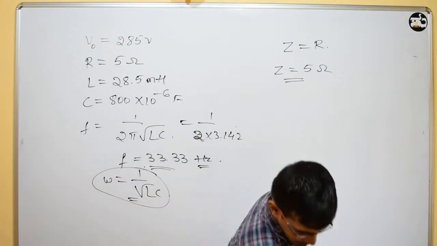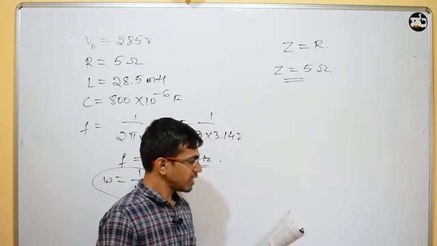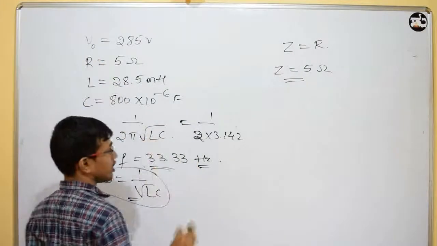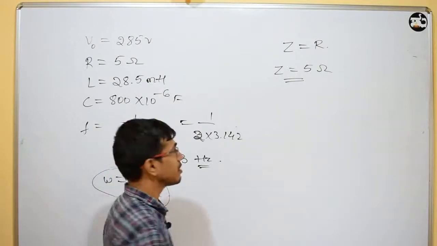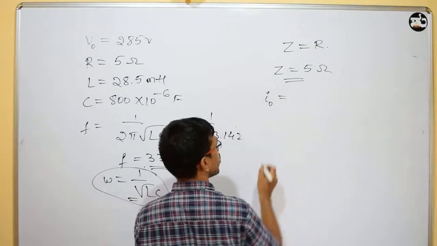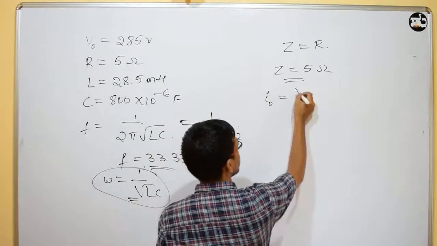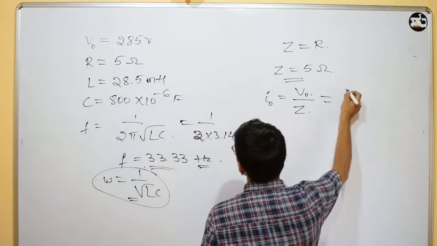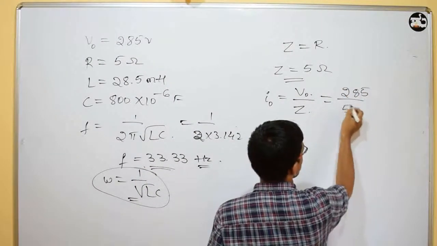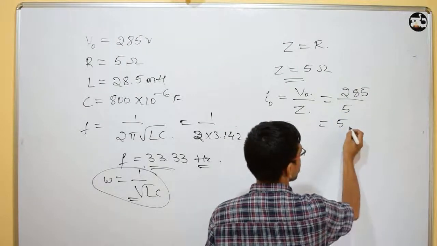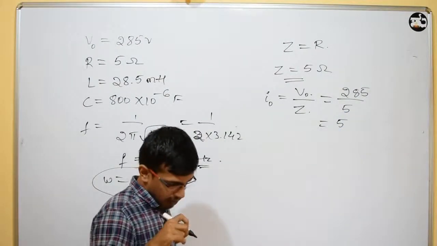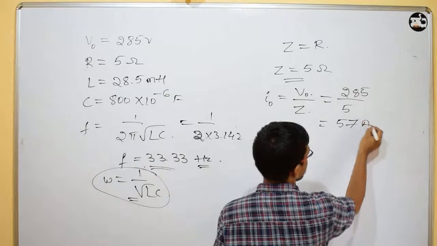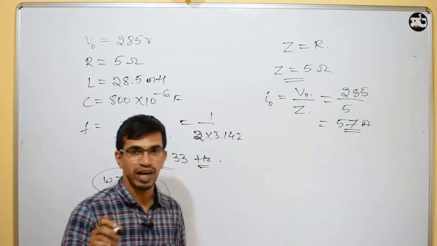The next question is, what is the current? They have given the peak voltage, so we need to calculate the peak current. I naught is equal to V naught divided by Z. V naught is 285 and Z is 5. If you solve it with a calculator, you will get 57 ampere. So 57 ampere is the maximum current flowing through the circuit at resonance.